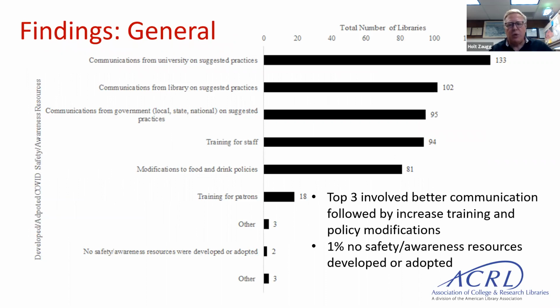Moving into the general section, we asked what forms of COVID-19 safety awareness resources were developed and adopted to support library staff and users. If you take a look at the top three, communication is king. There is stronger communication within the university, within the library, and between the government, both local, state, national, and the institution. Communication became paramount. There was also increased training for staff, and there were modifications to food and drink policies, all guaranteed to help keep employees and patrons safe as they were accessing the library. Only 1% of the responding libraries indicated that there were no safety awareness resources that were developed or adopted.